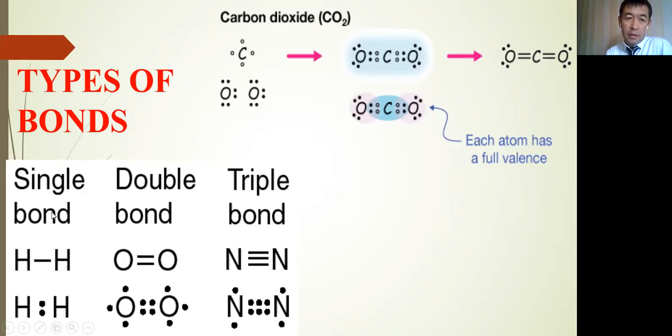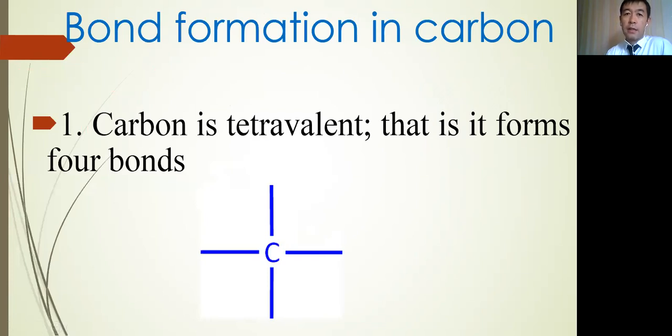You can see the single, double and triple bond like this. A single bond is formed by 2 electrons, 4 electrons form a double bond, and 6 electrons, or 3 paired electrons, form a triple bond. Now let's come to the bond formation of carbon. As I mentioned before, carbon has 4 electrons in its outer shell, and it can make 4 bonds.